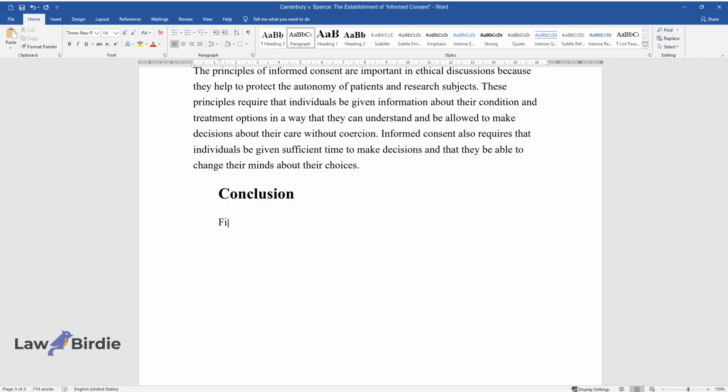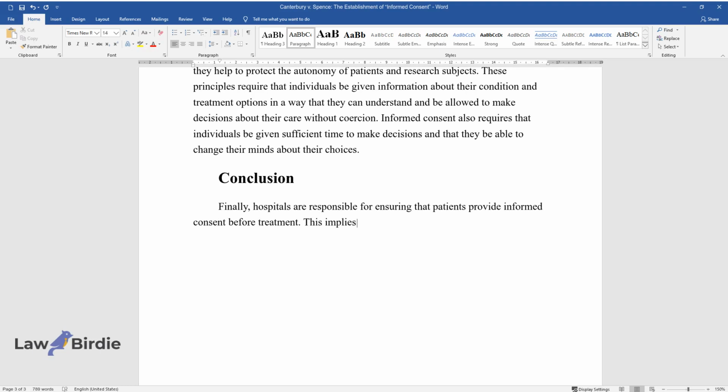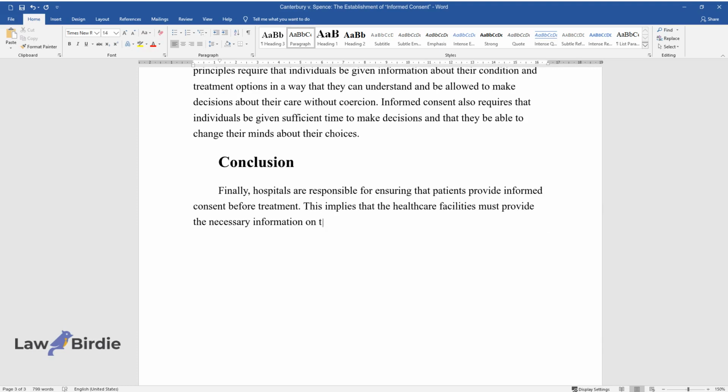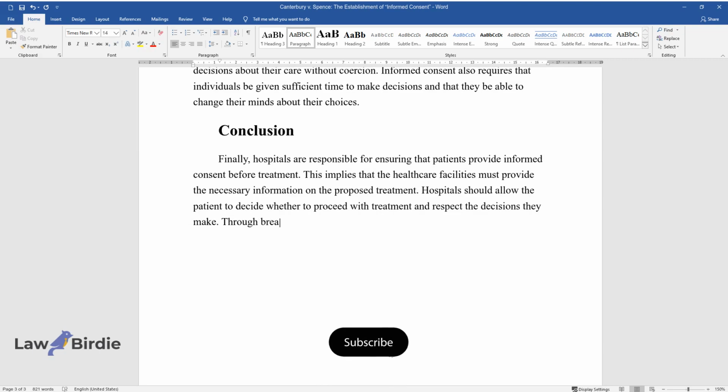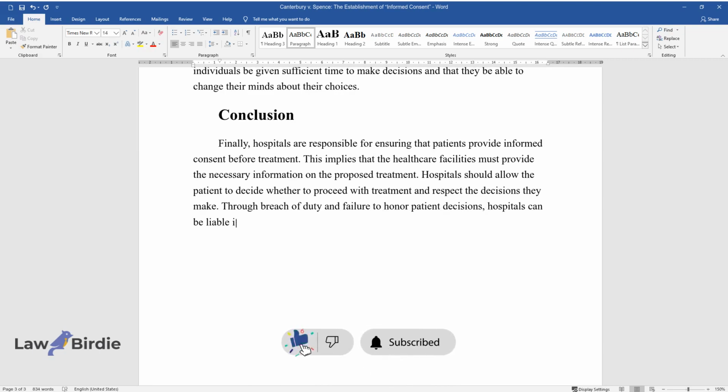Conclusion. Finally, hospitals are responsible for ensuring that patients provide informed consent before treatment. This implies that the healthcare facilities must provide the necessary information on the proposed treatment. Hospitals should allow the patient to decide whether to proceed with treatment and respect the decisions they make. Through breach of duty and failure to honor patient decisions, hospitals can be liable if the patient sues the hospital for injuries inflicted.